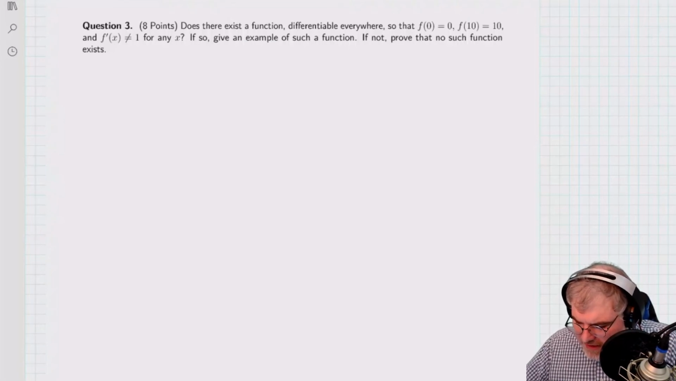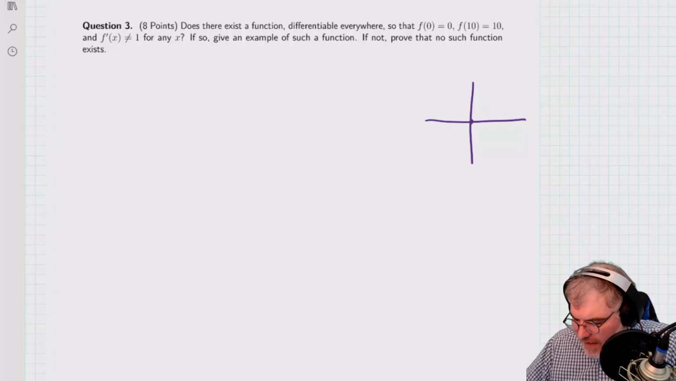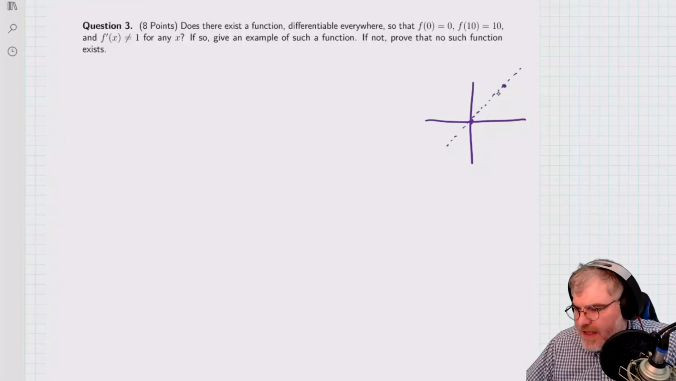So, give an example of a function. Well, let's see. The first thing I do when I see this is, okay, f of 0 equals 0, f of 10 equals 10. I've got a continuous and differentiable function, and I know that the function always has to be above this line or below this line. So I'm going to try, let's see, can I make this happen? Nope, I can't, because I've got to go up. If I've got a function that goes up like this and then down, there's going to be some place where I wind up with a tangent line of 1.